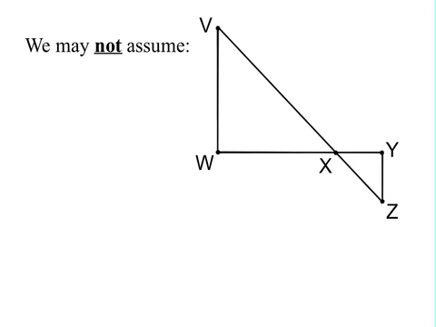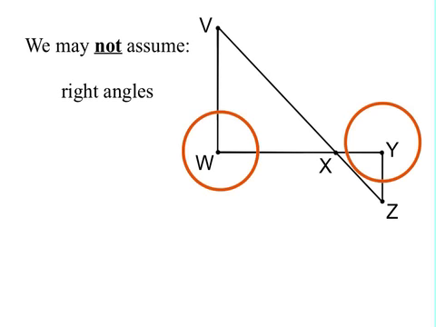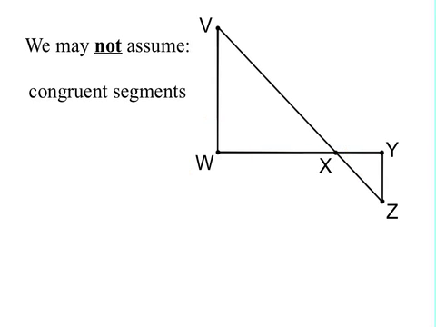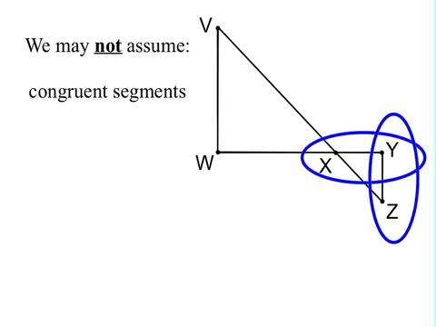What we may not assume is right angles. In this diagram, there's 2 angles that look to be right angles, but they're not marked as right angles, so we're not allowed to assume that they're right angles. We're also not allowed to assume congruent segments. In this diagram, I believe XY and YZ look to be the same length. But they're not marked as the same length, so we're not allowed to assume that they're the same length.